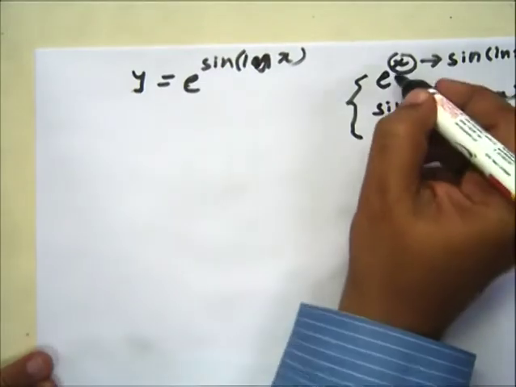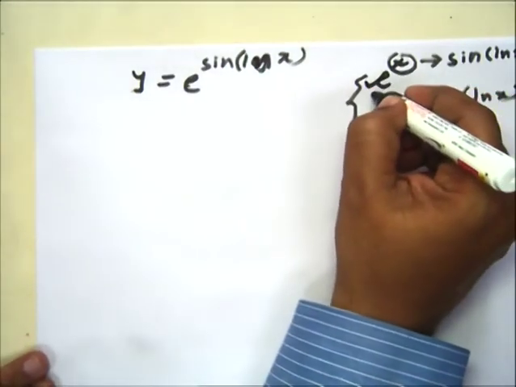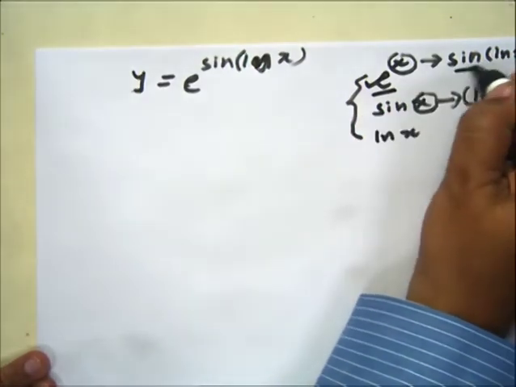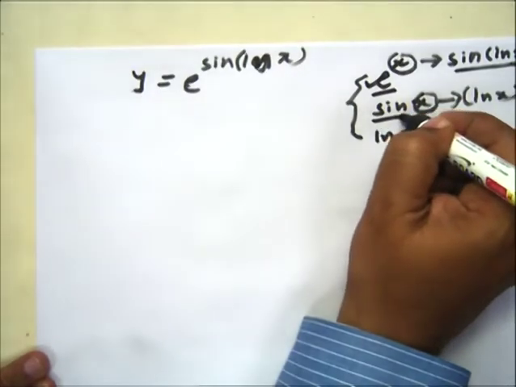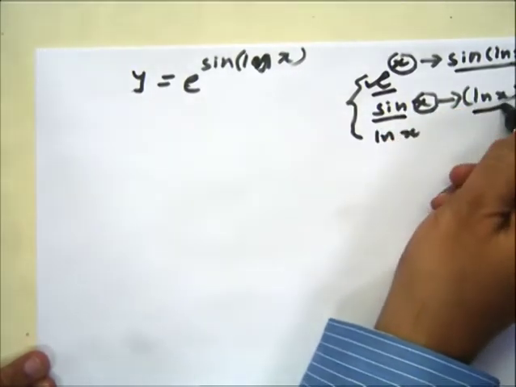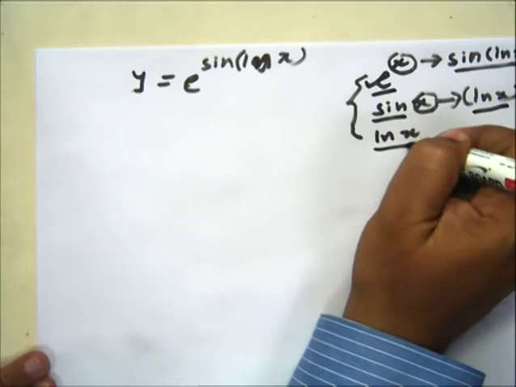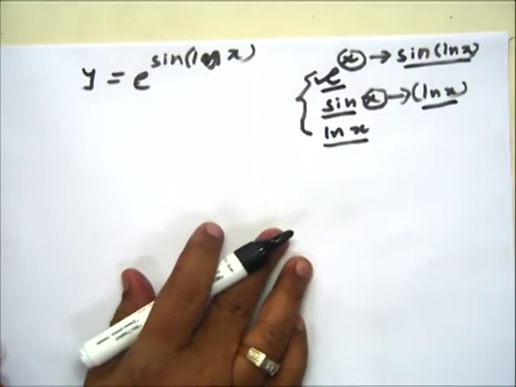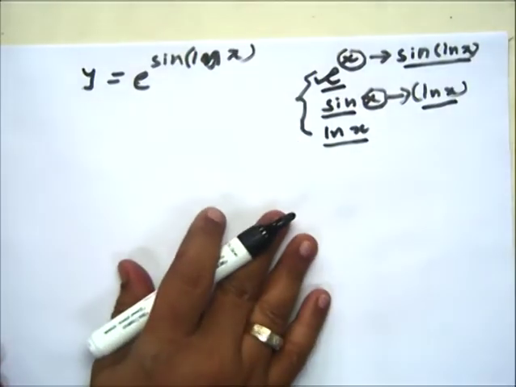So, for this, outside function is e raised to x and inside function is this. For this, outside function is sine x and inside function is log x. And this is the standard function. So, this is what we are given here.